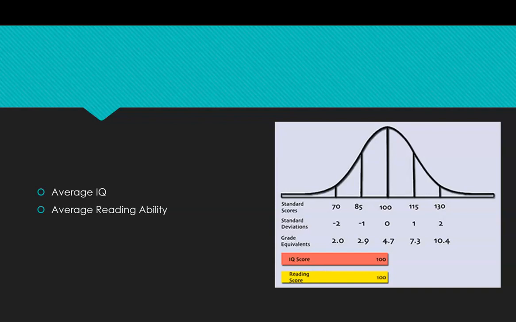So if you see the bell curve right there, that is an average IQ. The IQ score in orange, reddish, is 100. And then the yellow score, the reading score, is 100 as well. This is an average student. The student is reading on a 4th grade level, and they are in 4th grade. And the IQ score is consistent with the grade level reading ability. So this person would not qualify for a specific learning disability.